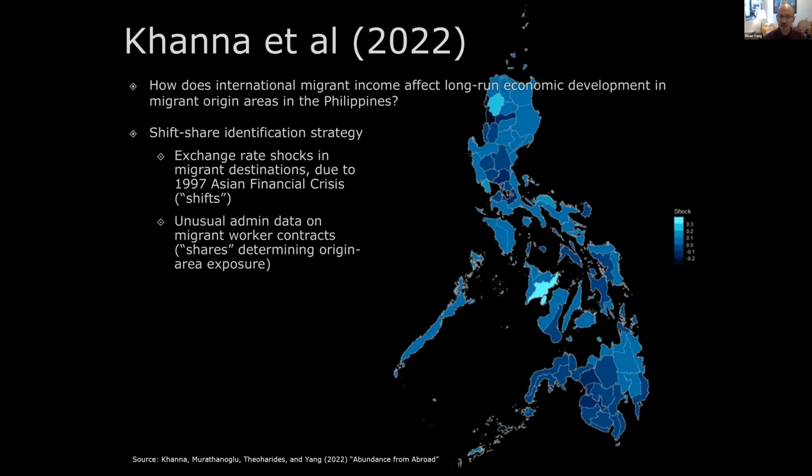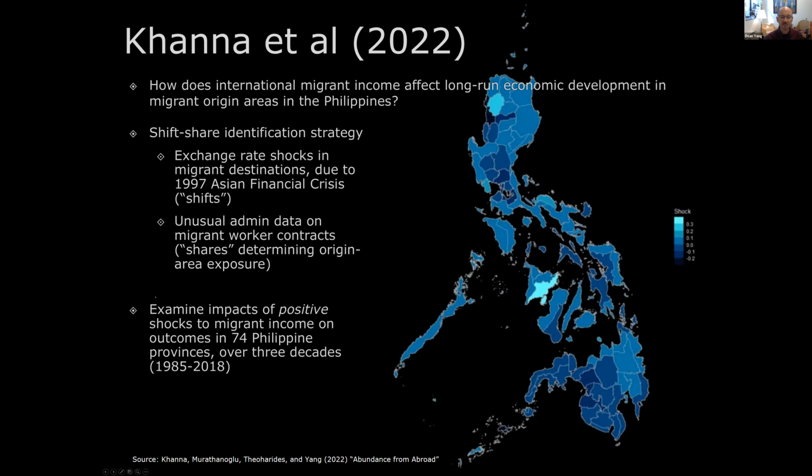The shares in the shift share basically are the extent to which each origin area in the Philippines has exposure to a particular exchange rate shock overseas. And that's basically measured by looking at the baseline pre-shock level of migrant income per capita being earned by migrants from every particular province within the Philippines. So different provinces in the Philippines may have different exposures, say, to the exchange rate shock experienced by Japan, because they have different numbers of migrants and different amounts of migrant income being earned in Japan by the province's residents compared to other areas. So this is the basis of the shift share identification strategy.